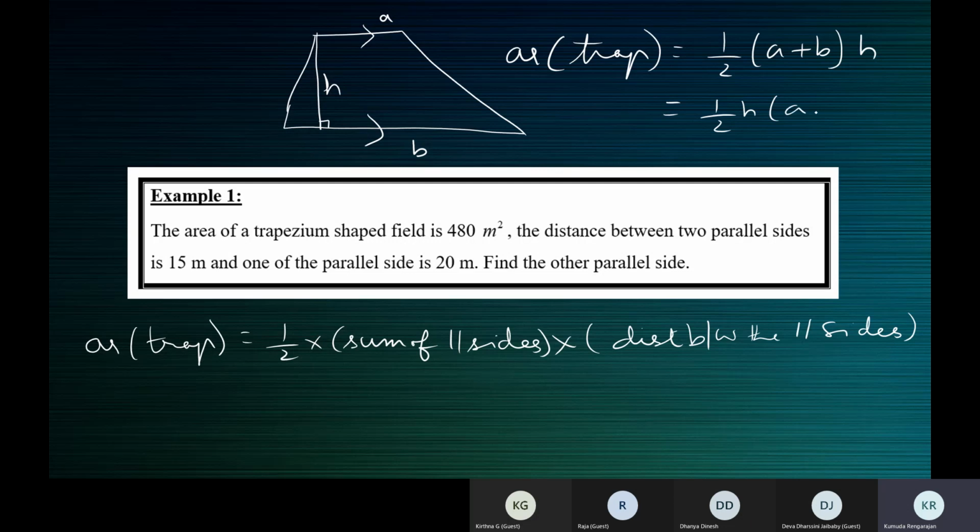It's a product, no? So you can even exchange it like this: half H into A plus B. That is, half into H into A plus B is also correct.